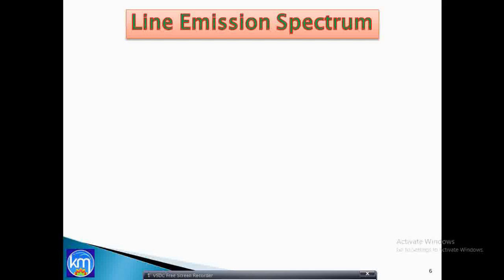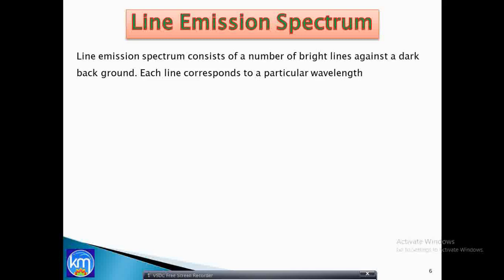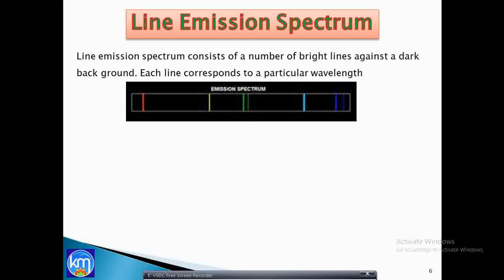So what is a line emission spectrum, and how does it appear? A line emission spectrum consists of a very large number or a few bright lines against a dark background. That is what we call a line emission spectrum. The appearance looks like that: a few bright lines against the dark background. Each particular line corresponds to one particular wavelength. We can see in the diagram there is a dark background, and in that we have some lines.